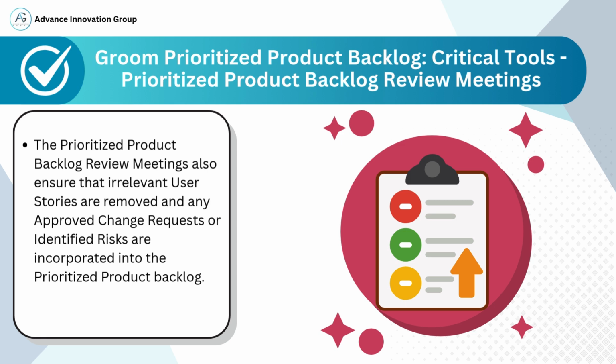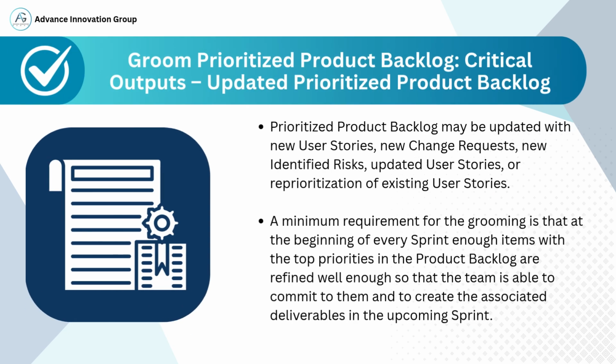It helps the team focus on what truly matters and discard what no longer adds value. Let's now look at the critical output of the backlog grooming process: the updated prioritized product backlog. This updated backlog is the direct result of thorough review, discussion, and refinement carried out during the grooming process.